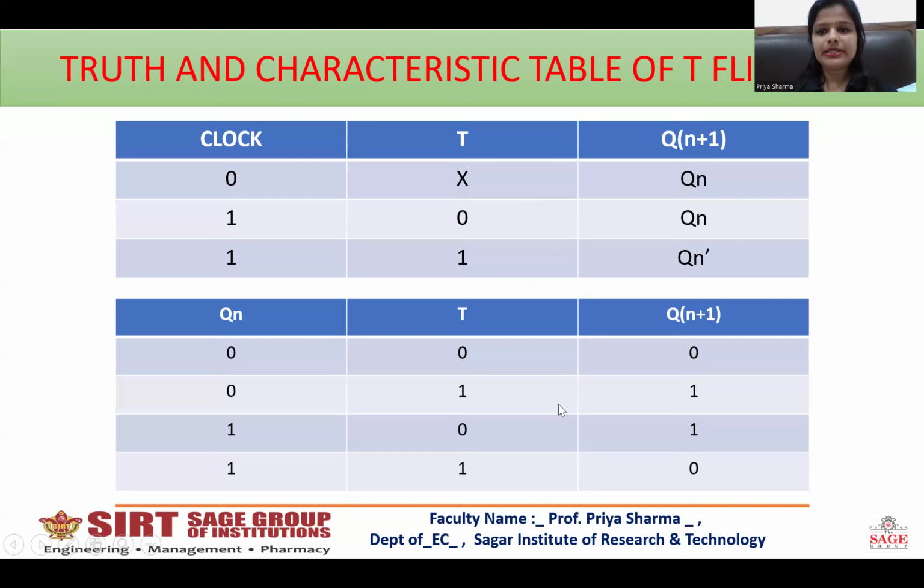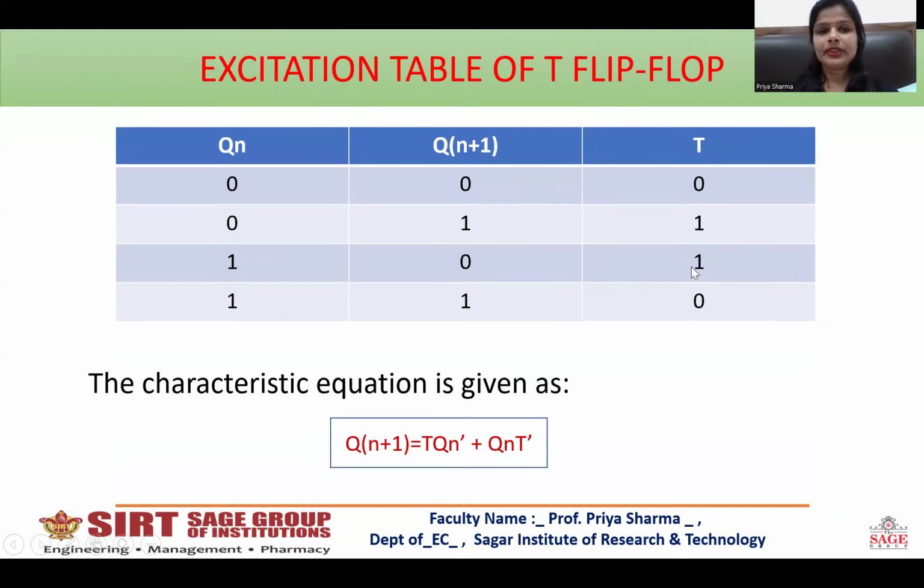These are the truth tables and the characteristic tables of the T flip-flop. If the input is 0, the output will be the same, and if input is 1, the output will be the inverted input. This is the excitation table of the T flip-flop.